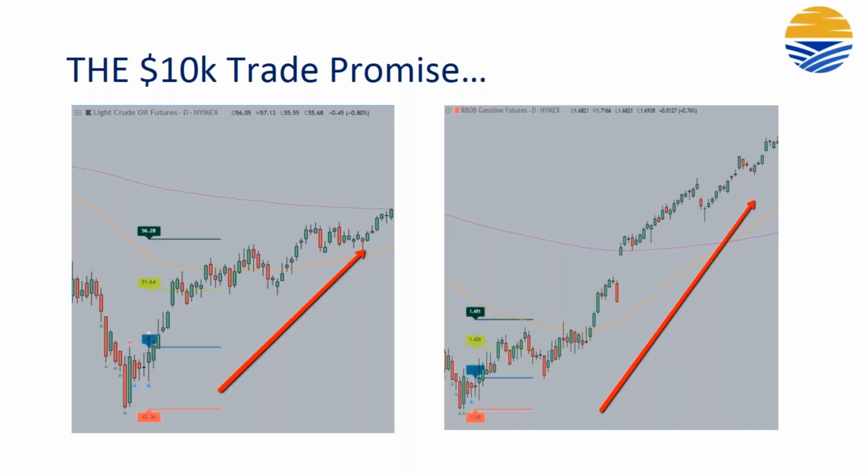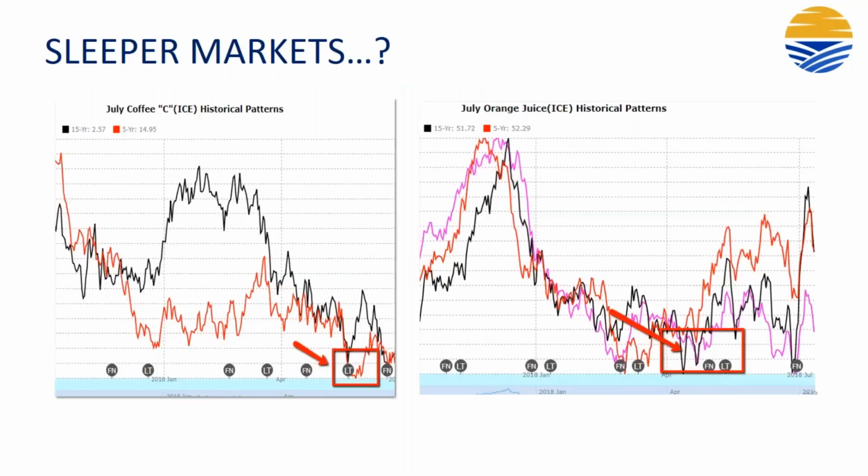That went on and achieved a $10,000 trade objective and then some. We also talked about supermarkets here in coffee and OJ. See here from a 5, 15, and 30-year historical price perspective that markets tended to bottom out or get quiet at this time of the year.